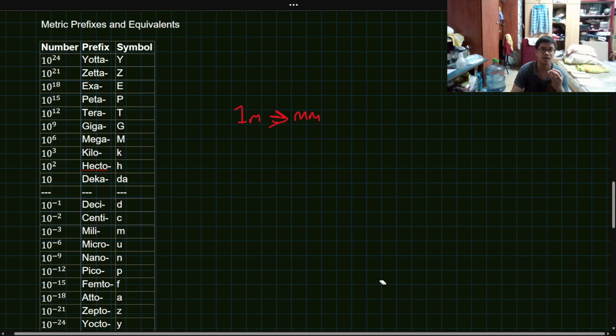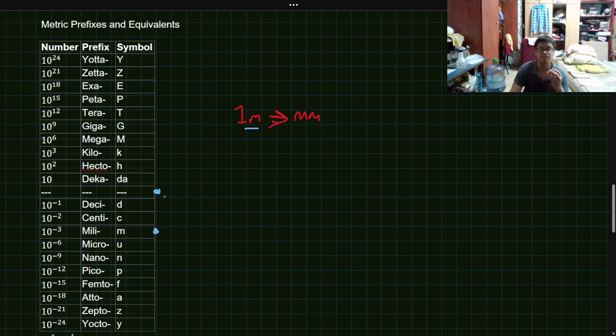Now, since meter is a base unit, it's here, and millimeter is here. So it implies that millimeter is below meter. That means for you to convert meter to millimeter, here's what you're going to do. From here, you go down per row, and per row you multiply by 10. From here to this row, it's deci, so times 10. But we continue until we reach milli.